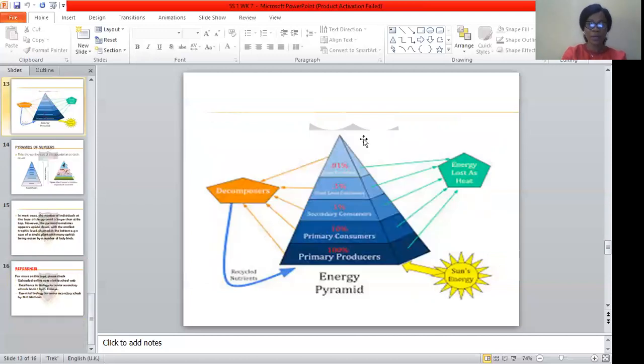This is the pyramid of energy. This is how the pyramid of energy looks graphically. You can see the sun's energy, like I said earlier, is the ultimate source of life. We can see here these are decomposers and energy loss to the environment. That is why we feel heat. And at each point, we have primary producers, primary consumers, secondary consumers, and the rest. It goes on like that.